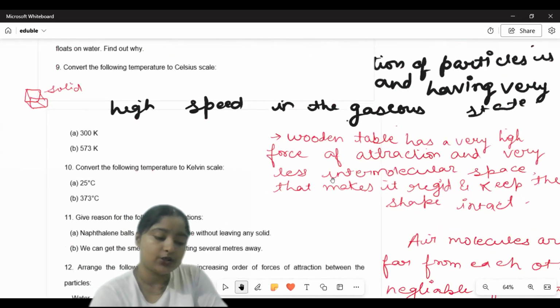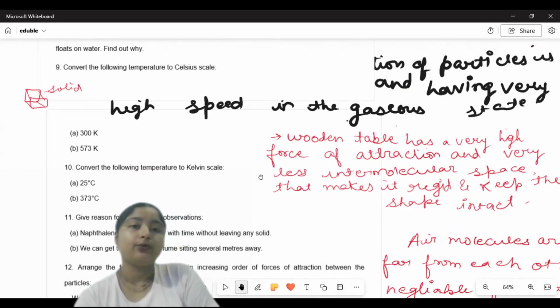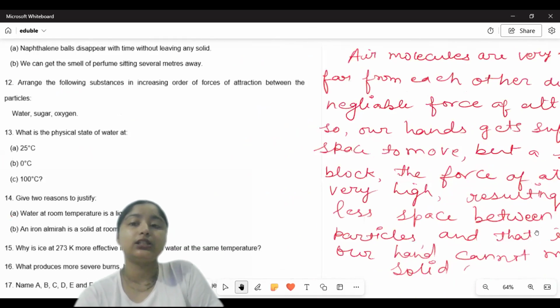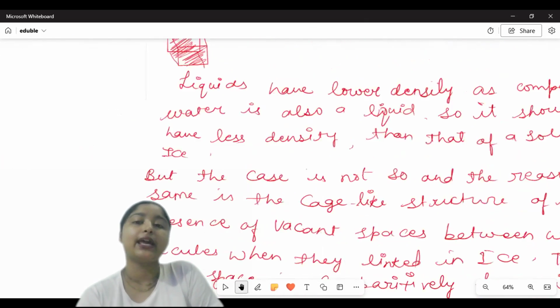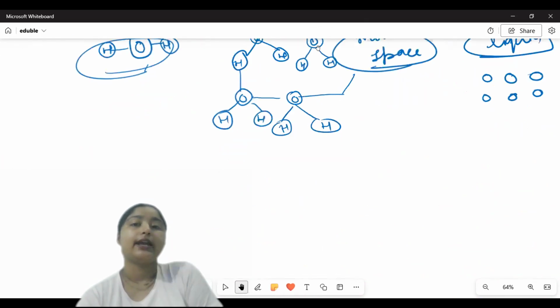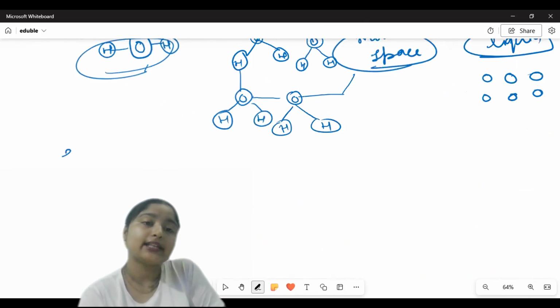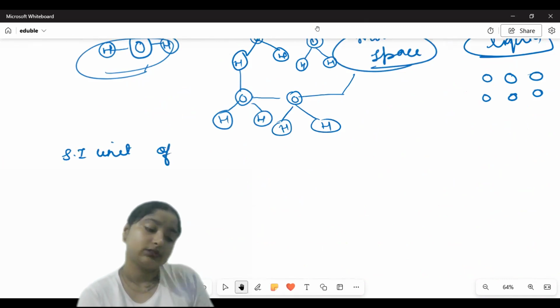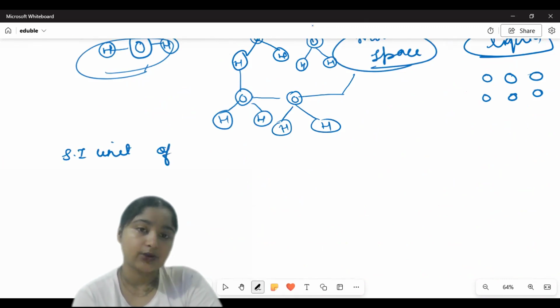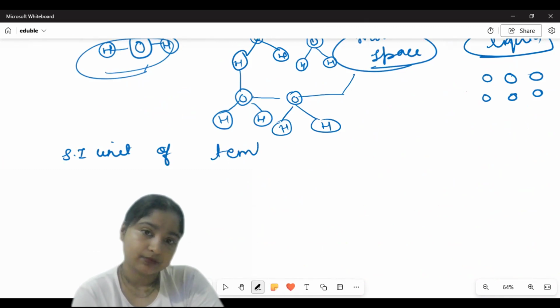Now let's see question number 9. In this, you need to convert the following temperature to Celsius scale. Now, you need to convert from the Kelvin. Now what is the Kelvin? Kelvin is the SI unit of temperature, SI unit of temperature.